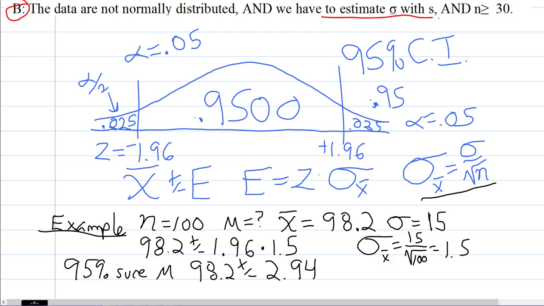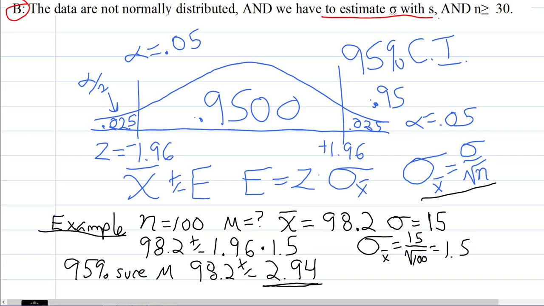Okay, so that 2.94 is what we call the margin of error. We're 95% sure that we are within 2.94 of whatever the truth is with our sample mean. And so we're going to be 95% sure the population mean is somewhere in this range, 98.2 plus or minus approximately 3, within approximately 3, a little bit less.